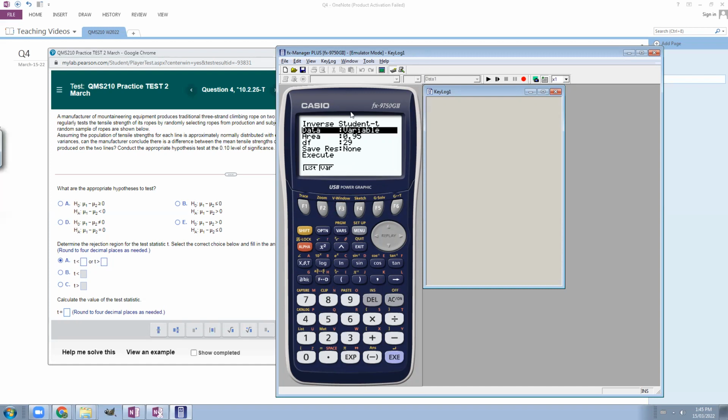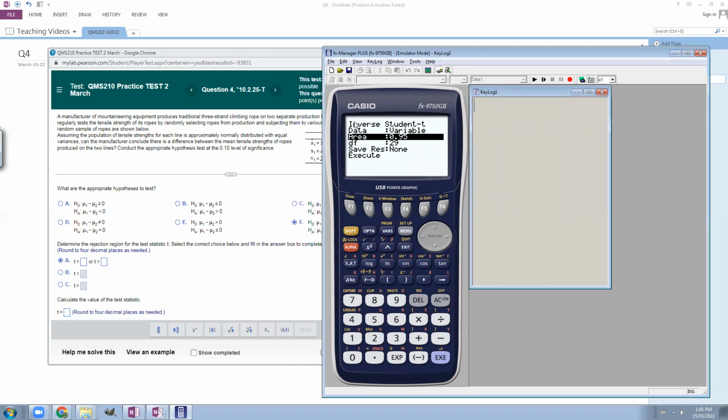Okay, so now we have this ready here. We need to put in the area. What is the area? The area is going to be the level of significance divided by 2 because it's a 2-tailed test. So we're going to put in 0.10 divided by 2, in other words, 0.05. I typed something wrong. There we go. Something wasn't working when I was clicking. But anyway, 0.05, right? So 0.1 divided by 2.